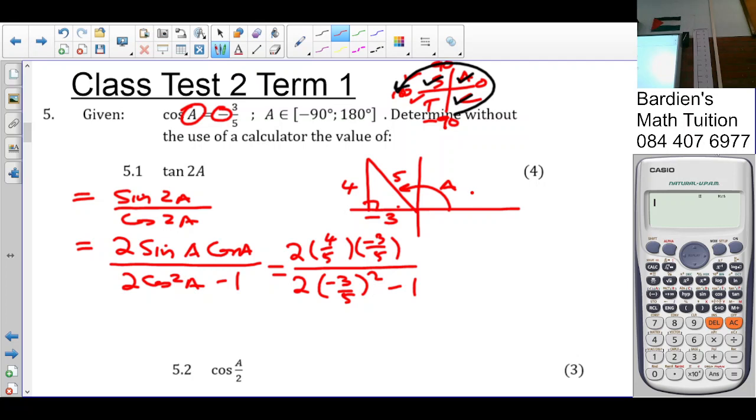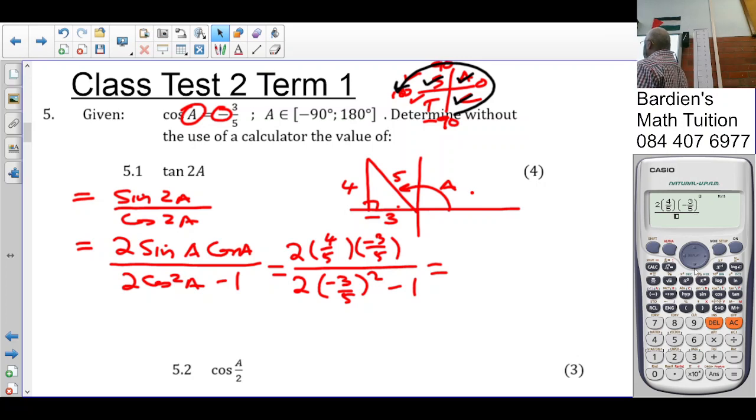Okay. So this here I can put in a calculator. You will see, without the use of a calculator, there's actually a way of calculating the angle of A and then just doing the substitution. You'll get exactly the same answer. That is what they want you to do. So this here you can put in a calculator because from here to the answer is 1 more step. So it's 2 into 4 over 5 into negative 3 over 5, over 2 open brackets negative 3 over 5 squared, minus 1. You get 24 over 7.